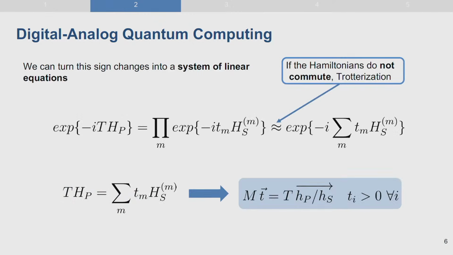We can translate these flipping signs into a system of linear equations by doing an approximation, which is I take my product of effective Hamiltonians, and I turn it into a sum, and then I have a linear system of equations where my matrix will have the information of how I'm changing my signs in the couplings with every conjugation that I'm doing.